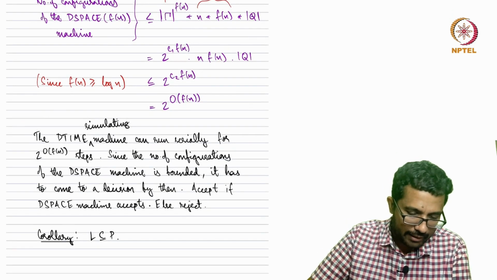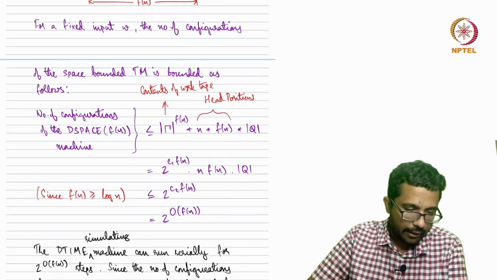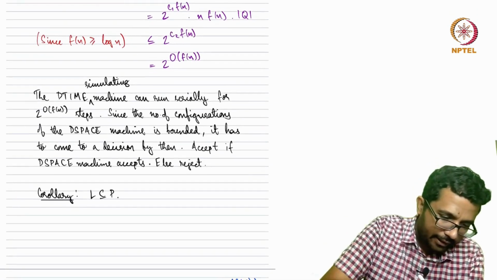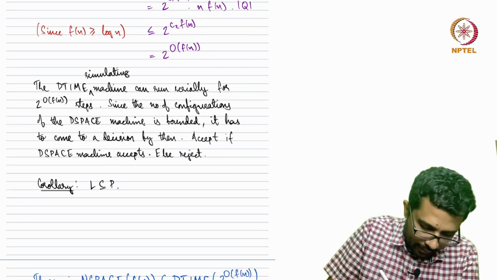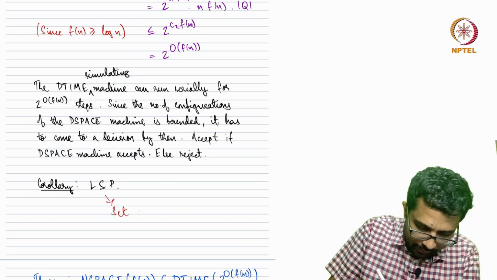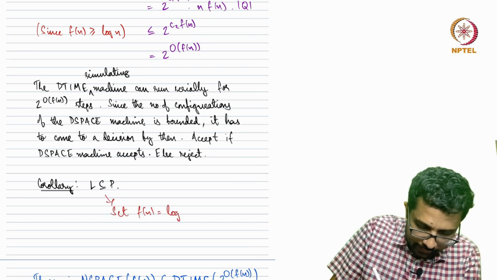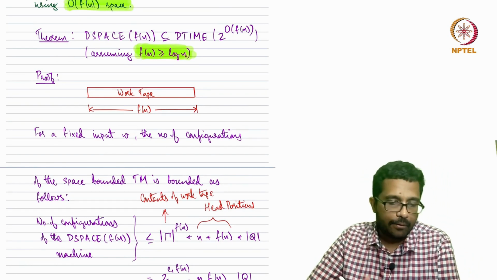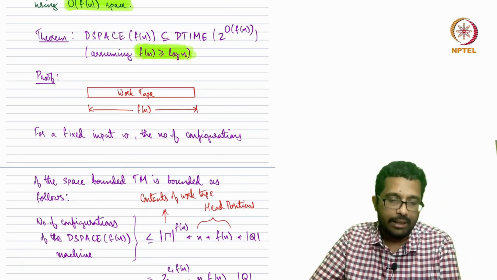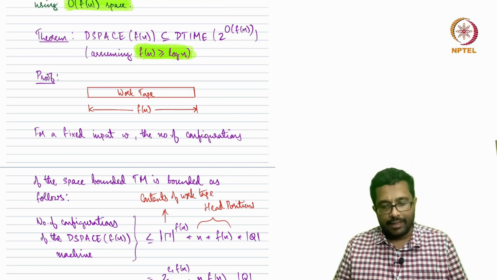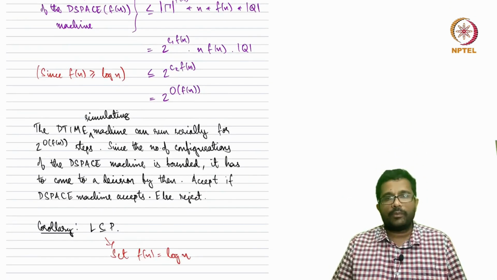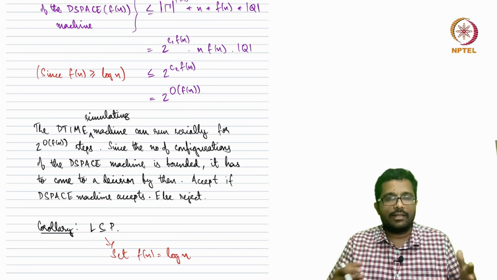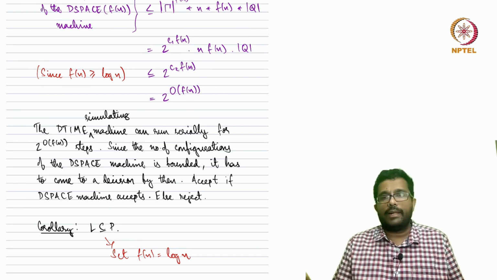Okay, and obviously this gives us a corollary. If f(n) is set equal to log n, we get that DSPACE(log n) is obviously L, and DTIME(2 power constant times log n) is obviously P, or some polynomial. So we can say L is contained in P, right? This is maybe not too surprising. Something that runs in log space will not take more than polynomial time.